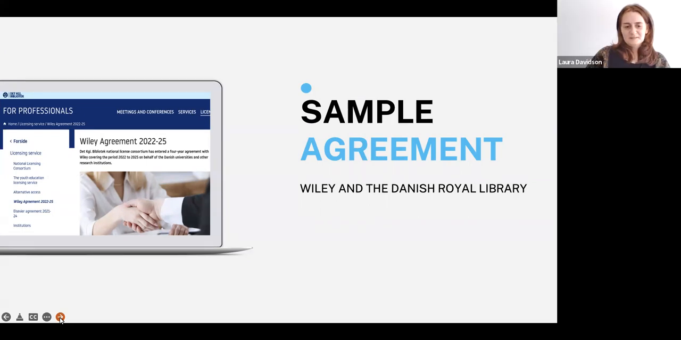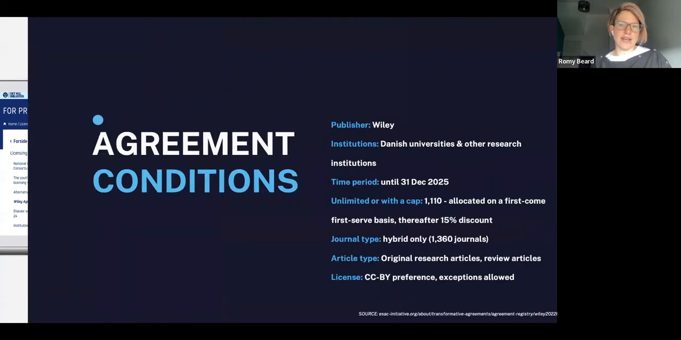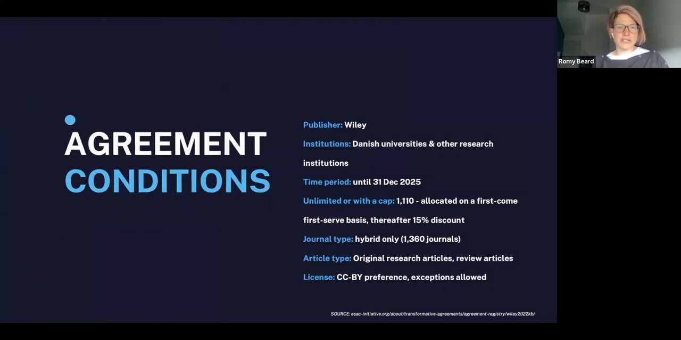No. Right. So we thought it might be useful to look at one agreement in detail. As I said, every agreement is different, so this is not going to explain how all agreements work, but I'll give you an idea in this specific example. We picked a recent agreement between Wiley and the Danish Royal Library. So who does it cover in terms of institutions? It's actually a list of Danish universities, I think all the Danish universities, and some other research institutions. It's valid until the end of December 2025, so still quite a long way to go, because it's been only recently signed, only from January onwards.